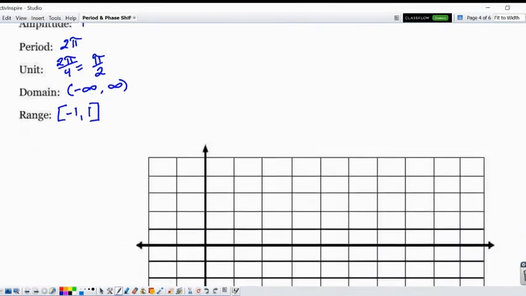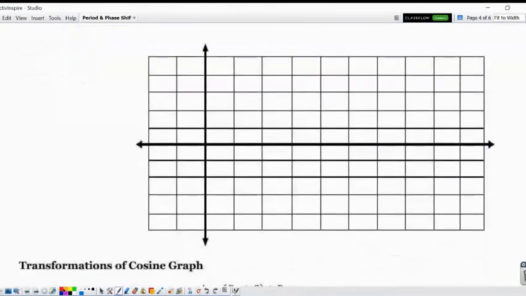So remember your important features of your cosine graph as we go through. We are going to mark our midline. Amplitude is 1. And just as we mark the sine curve with the unit of pi over 2, we're going to do that for cosine curve.